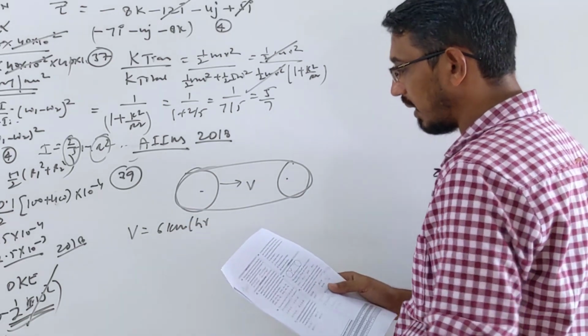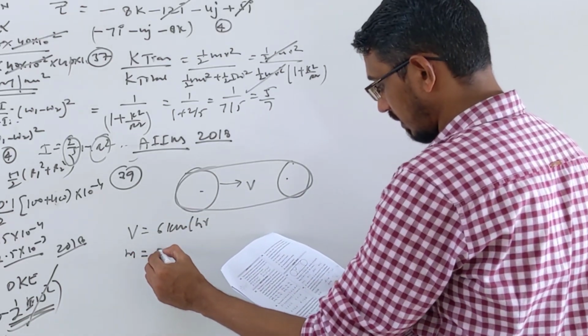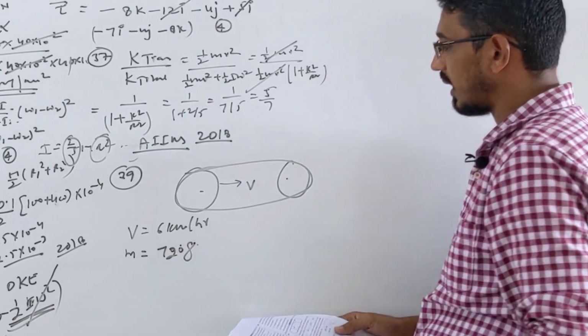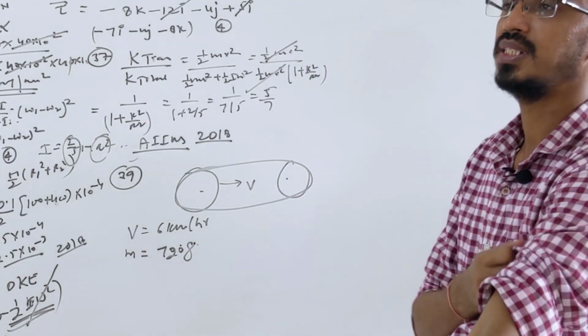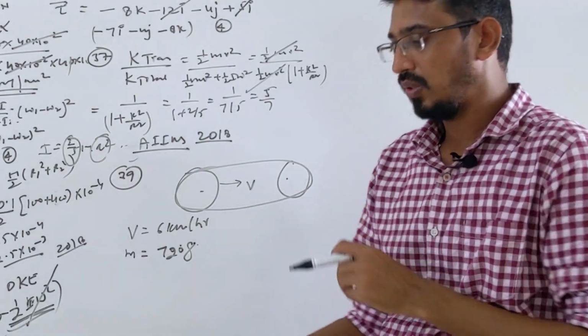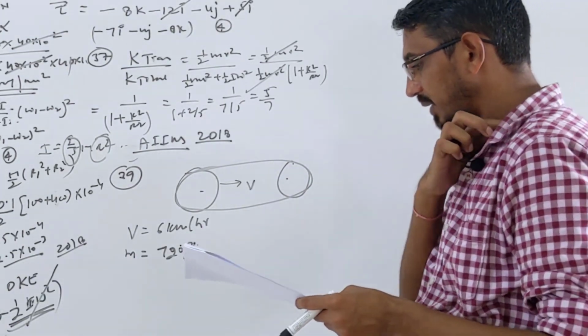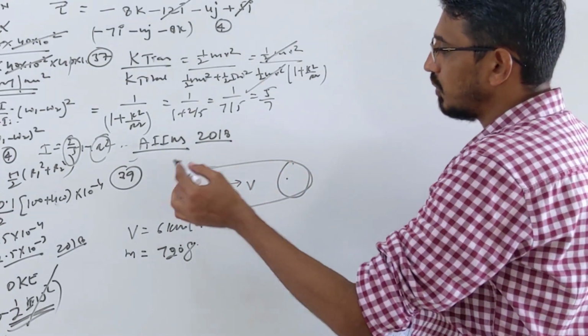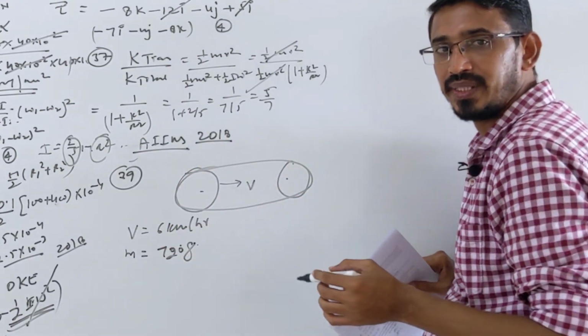Then what else is given? The mass of the belt is given, which is 720 gram. What is the kinetic energy of this belt? They are just asking kinetic energy. So it's important to understand here, look here. Suppose we are assuming this is doing pure rolling, right now.